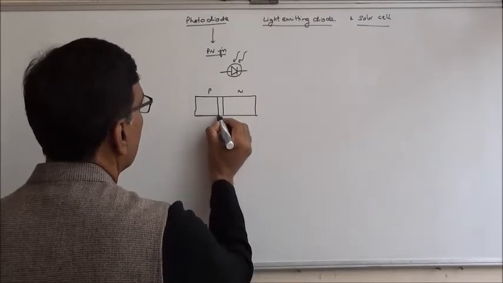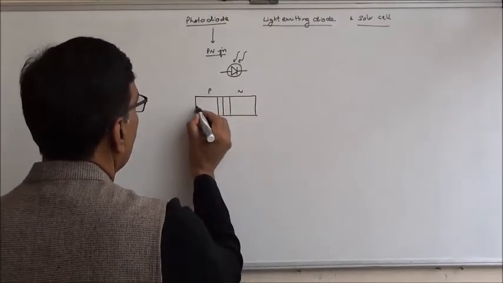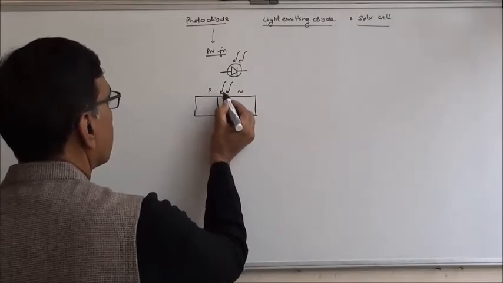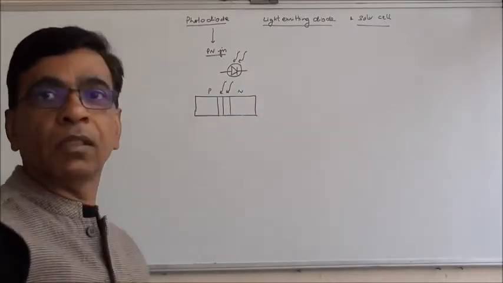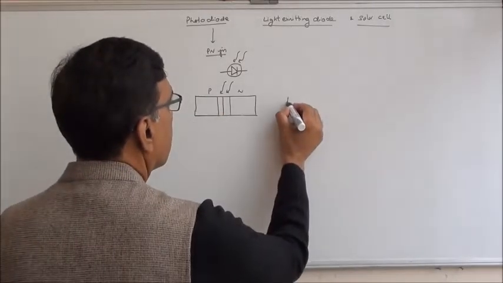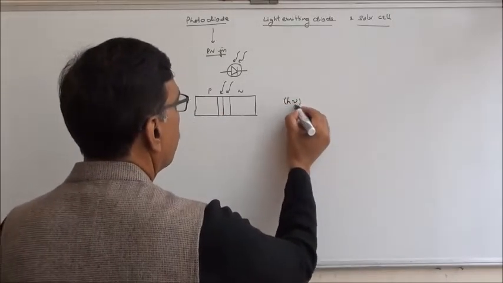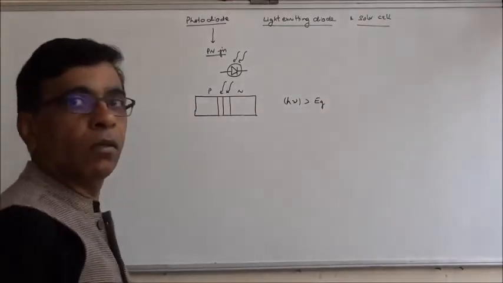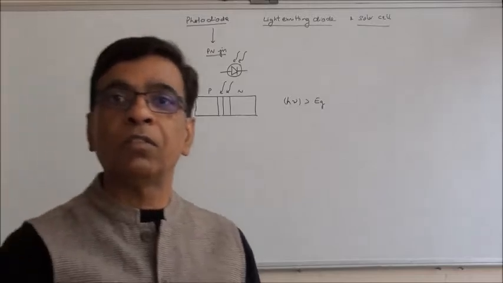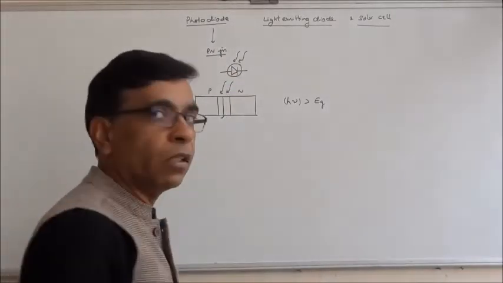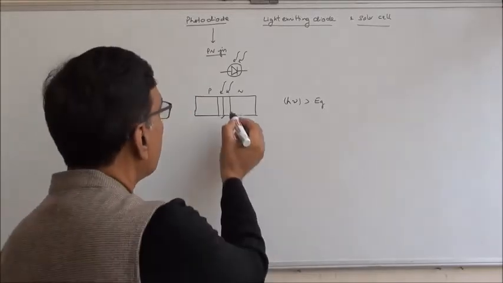We have a depletion layer. When radiations fall onto the PN junction, if the incident radiation has energy which is more than the band gap, then electron hole pairs will be produced. And if electron hole pairs are produced in this depletion layer, what will happen?